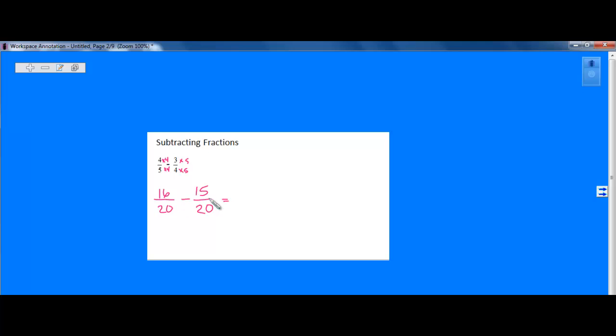Now I just subtract my numerators. I end up with 1, and my denominator stays the same, 20th. So my answer is 1/20th, and I can't simplify this any further.